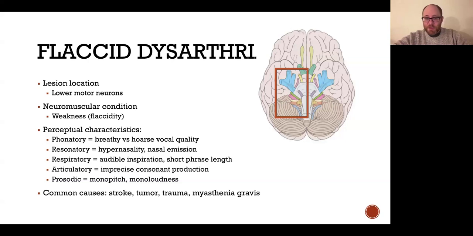Within the resonatory system, we can have hypernasality or nasal emission. That results from the velum itself not being able to fully lift up and close off the nasal passages as we're speaking. So they get excess sound output through the nasal passages, which results in hypernasality, or they might just have extra air coming through, which results in nasal emission. I can't really give you a good example myself, but if you think of someone who's speaking and they have a lot of air coming out of their nose while they're speaking, that's what nasal emission sounds like.